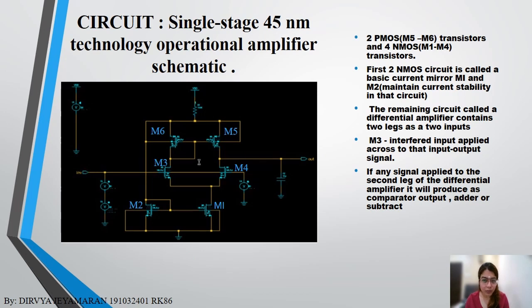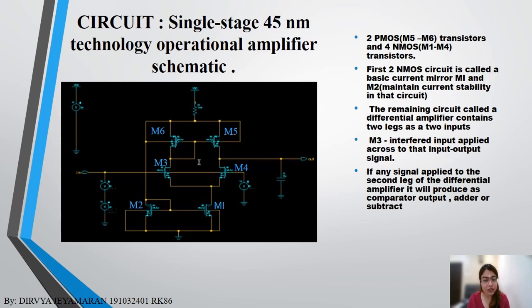For our mini project, we did a single stage 45 nm technology operational amplifier. It consists of 6 transistors, 2 PMOS and 4 NMOS transistors. The basic current mirror is built of 2 NMOS circuits. It is to maintain the current stability in the circuit.